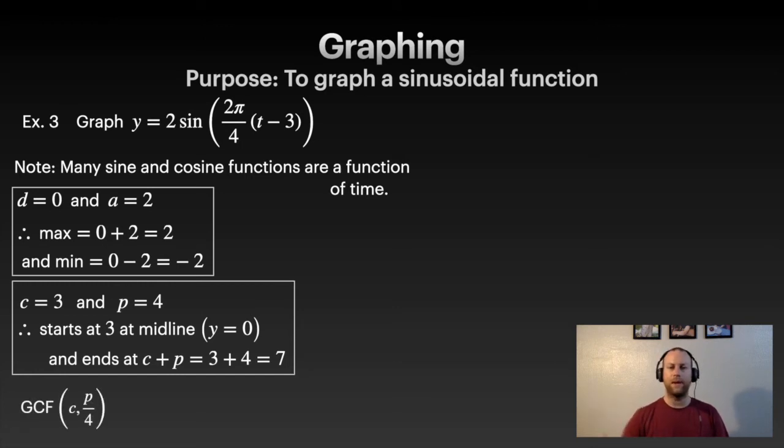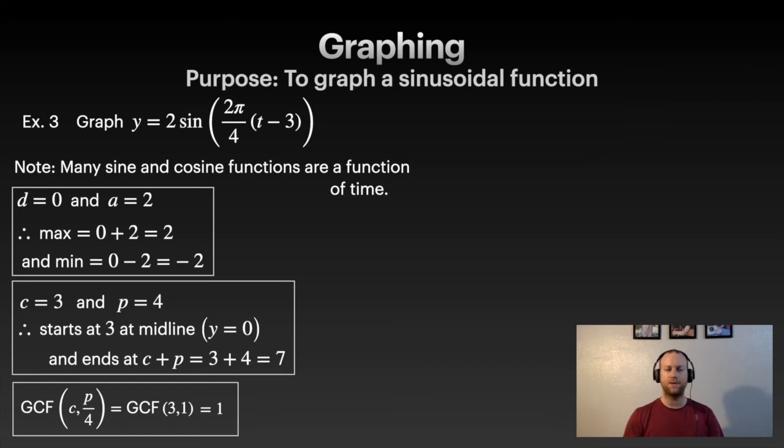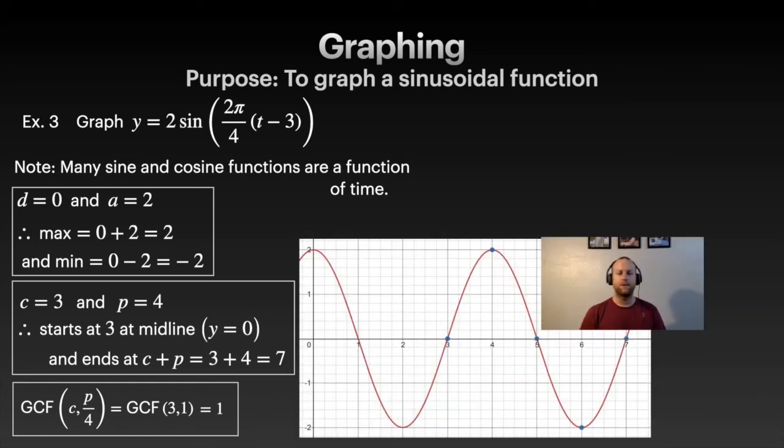And to break up my x-axis, I need the greatest common factor of this. So C is 3, P over 4 is 1. So the greatest common factor is 1. So from all this, we graph. And this is what we get. And take a look at the points.